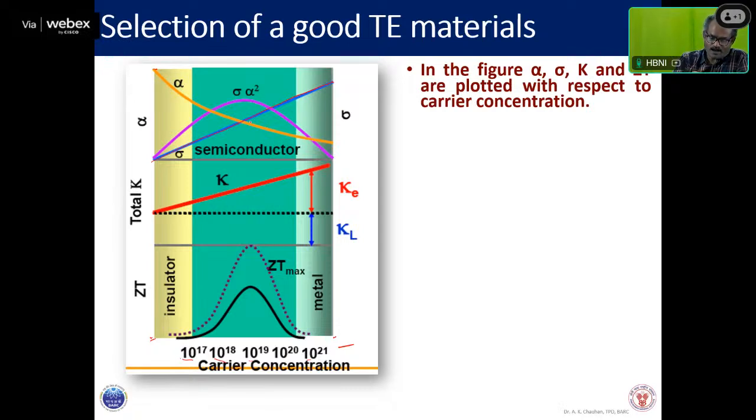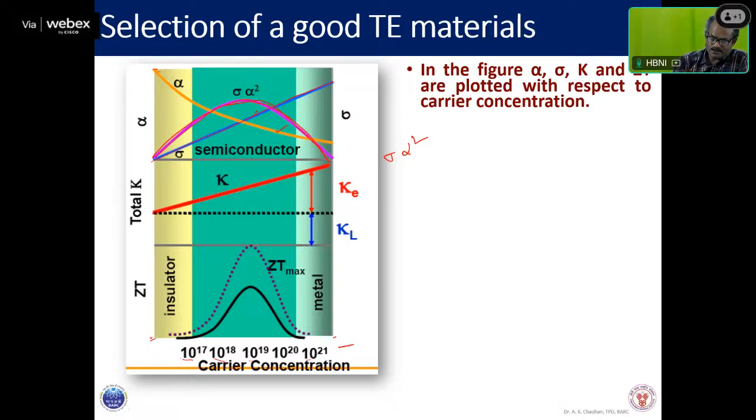So alpha and sigma, which are in the numerator, follow these two plots as you increase the carrier concentration. If you multiply this curve with this curve, what you will get is this curve. So now I have got my sigma alpha square. The plot is like this.